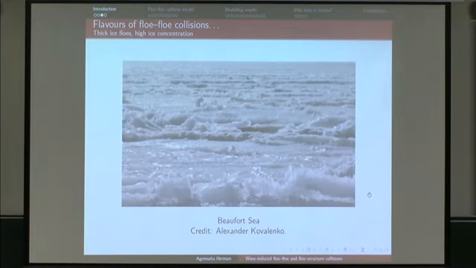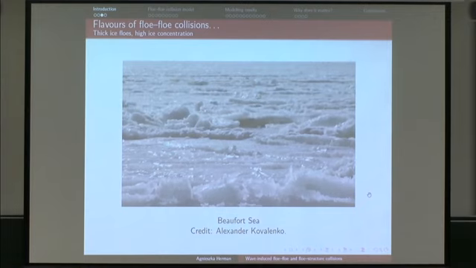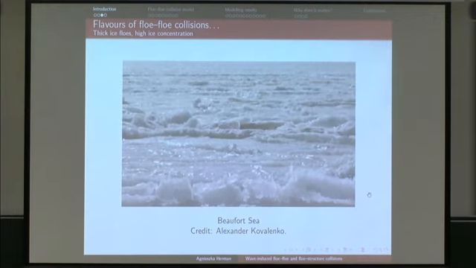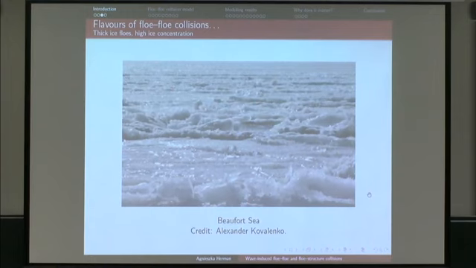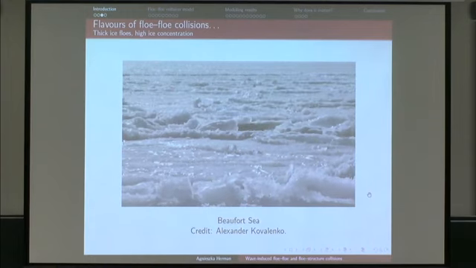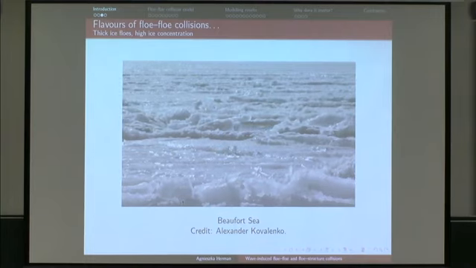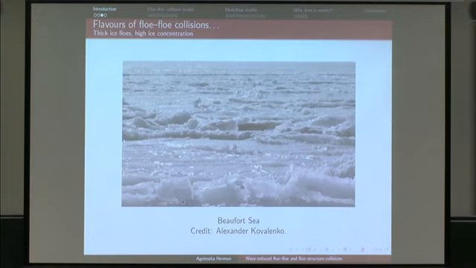These are thick ice floes at high ice concentration, and here unfortunately the camera was quite low above the ice surface, so it's not really very easy to see the actual collisions, but when you look closely, they are there.